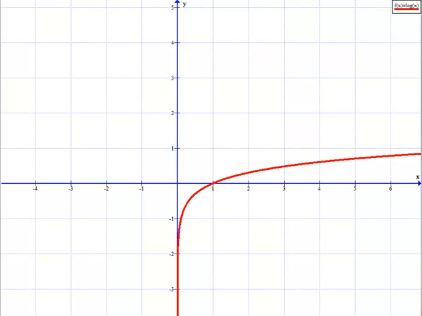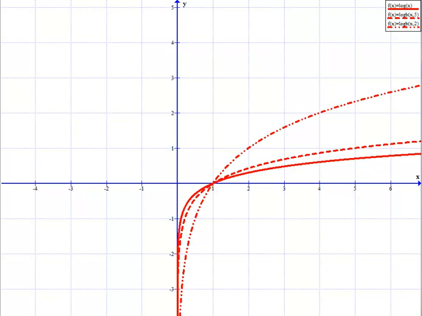The final concept we'll look at is taking logs of base less than 1. This is the graph of log base 10 of x. This is the graph of log base 5 of x. This is the graph of log base 2 of x. As the base of the log gets smaller, the graph grows faster.